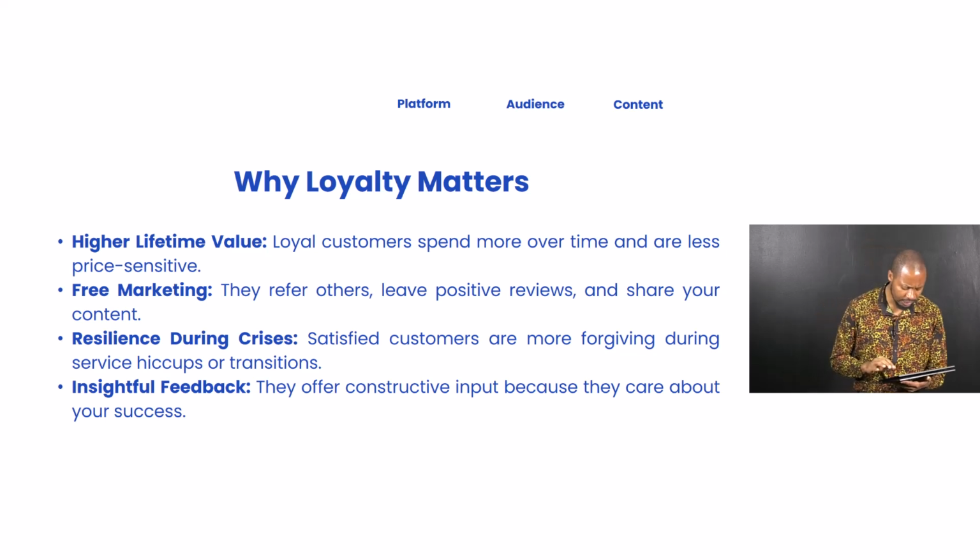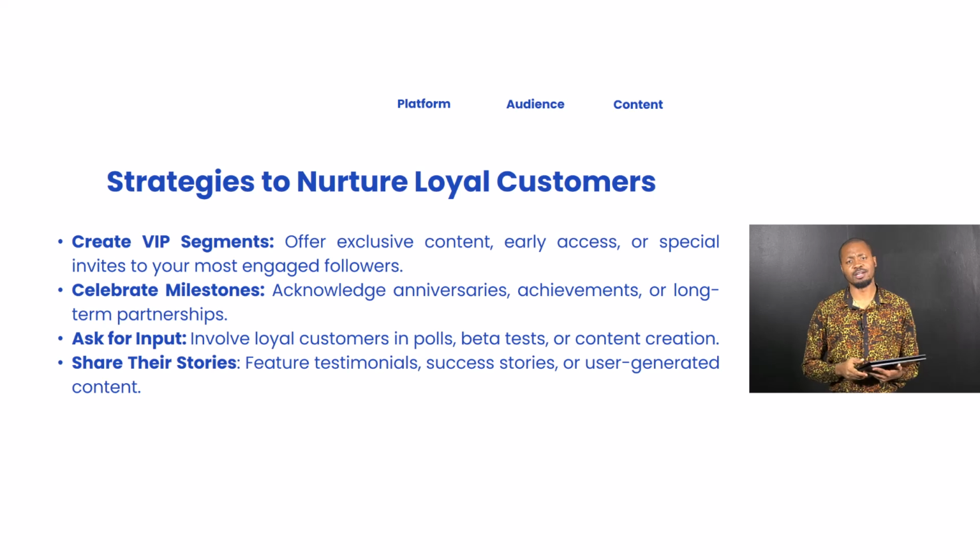So I added here strategies to nurture loyal customers. When you have loyal customers, it is good for you to give them VIP treatment, for example, access to exclusive content. There can be early access, like software companies do a lot before they release a product into the market. Some of their loyal customers that use their product every time, they give them access to test the features of that new product or service and make recommendations.